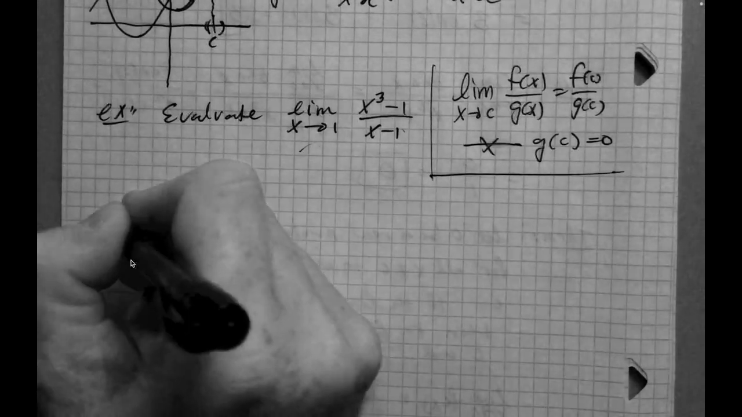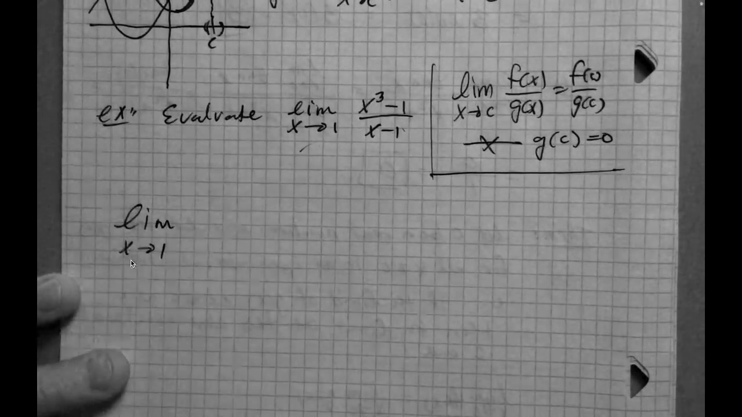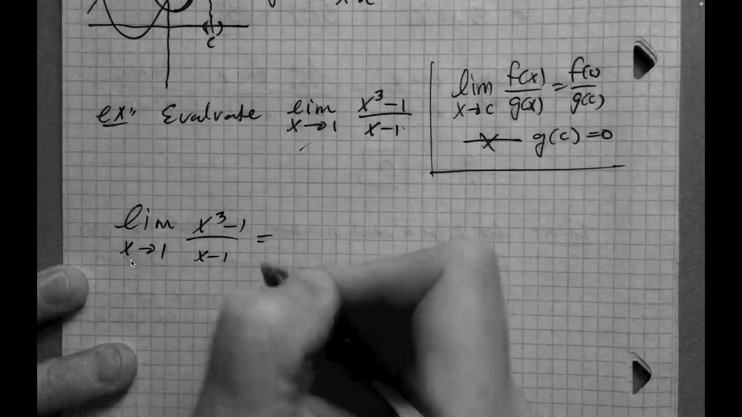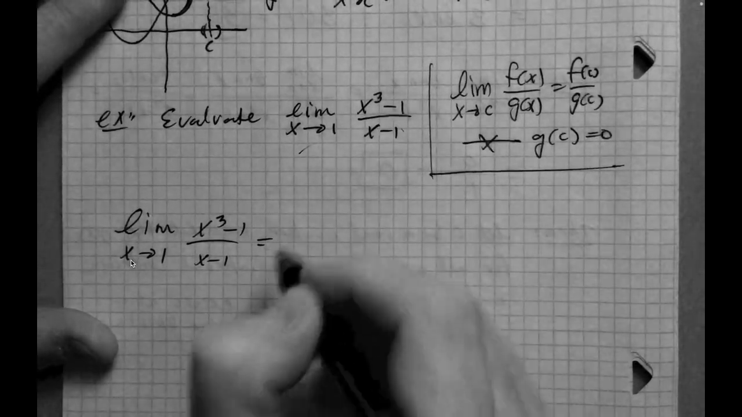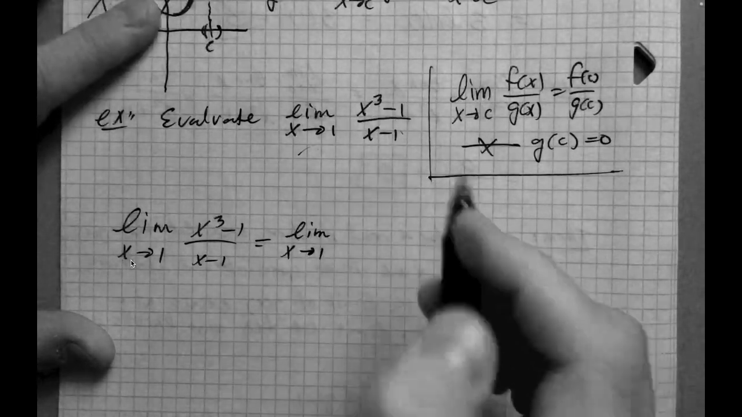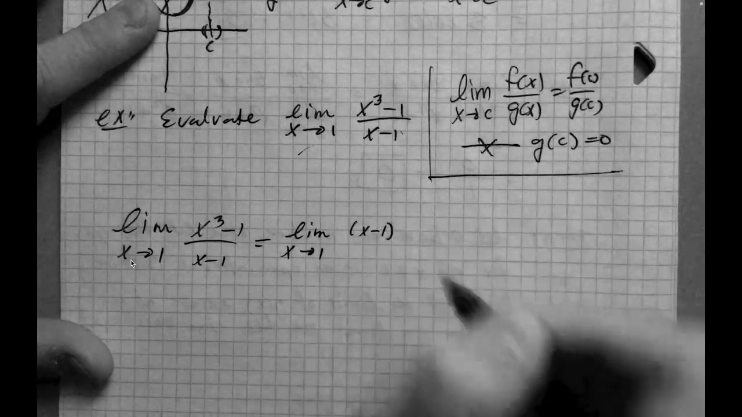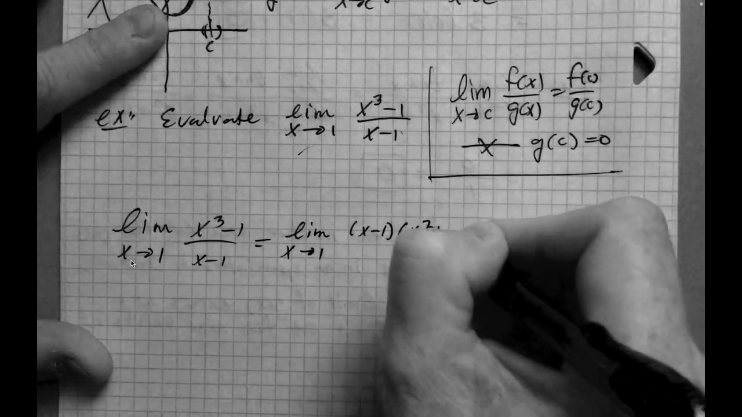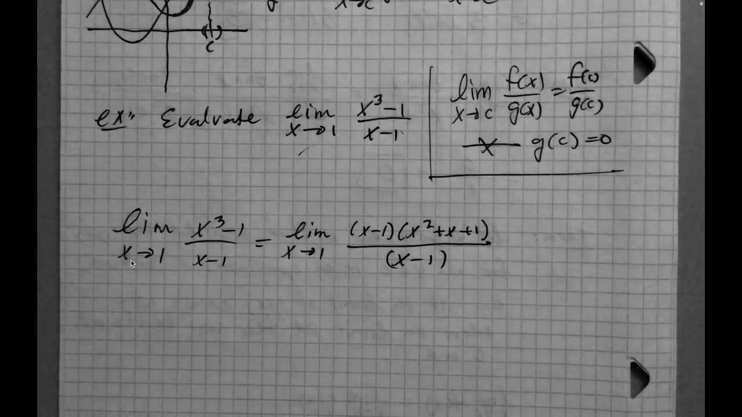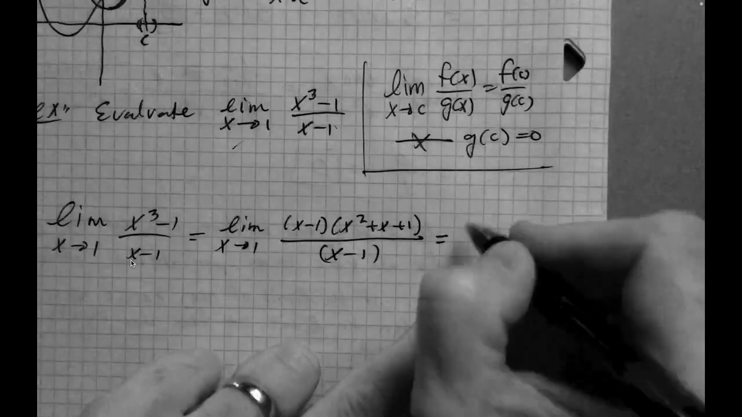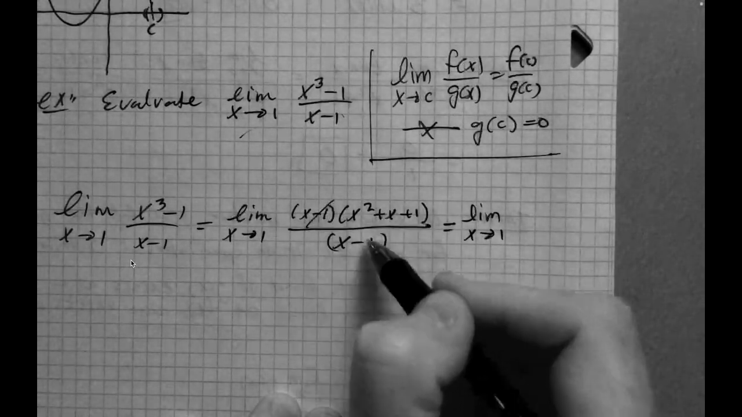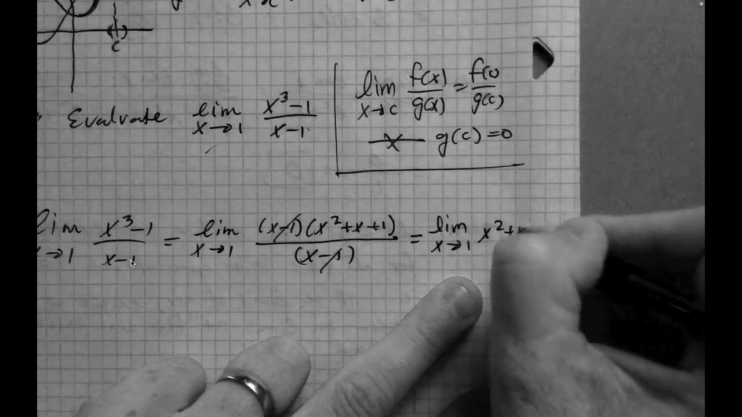So what can we do? Can we do something with this? Well, let's take a look at this function a little closer. So x cubed minus 1 over x minus 1. We can expand this top piece here. We can expand the x cubed minus 1, and specifically we can write it like this: x minus 1 times x squared plus x plus 1 over x minus 1. Now notice that this is equal to the limit as x approaches 1. Now what happens here? Well, those will cancel, and you get x squared plus x plus 1.